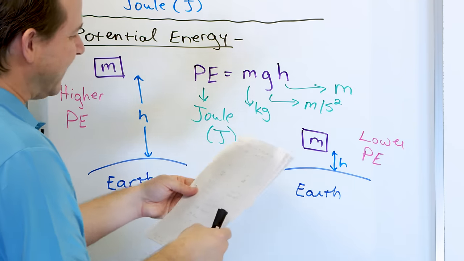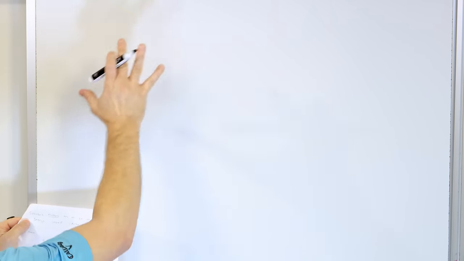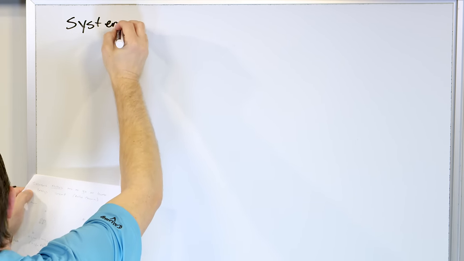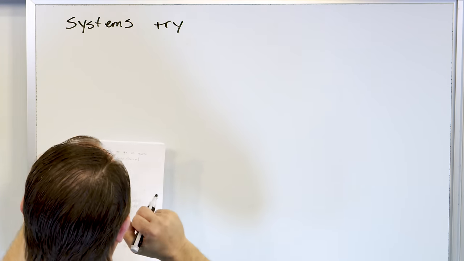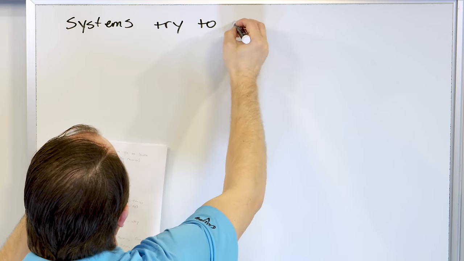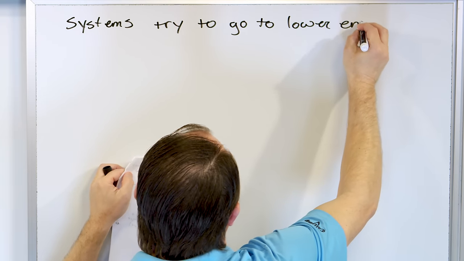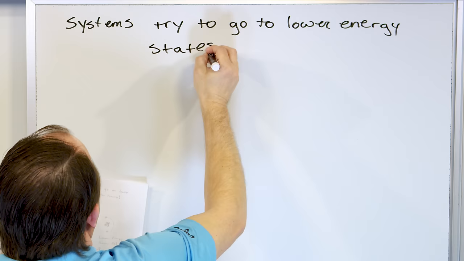Now we need to talk about the last of the important ones here, which is the kinetic energy. And actually, before I get to the kinetic energy, I'm just going to tell you some things that I've said in words, but we're going to talk a little bit about chemistry on this board here. I'll just say systems. Try, in general, I mean, there's always counterexamples. Okay, generally try to go to lower energy states.